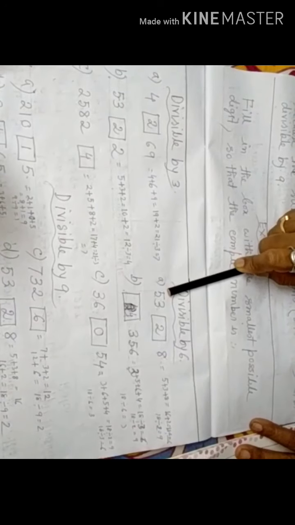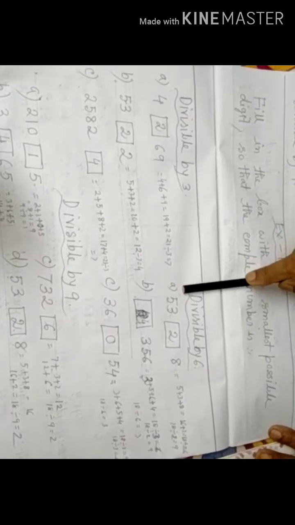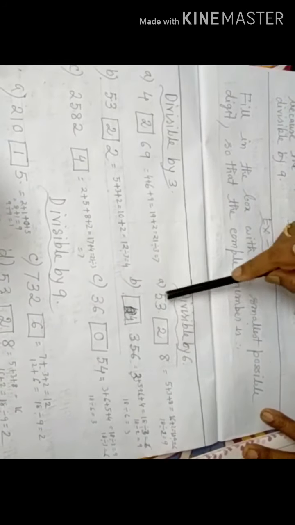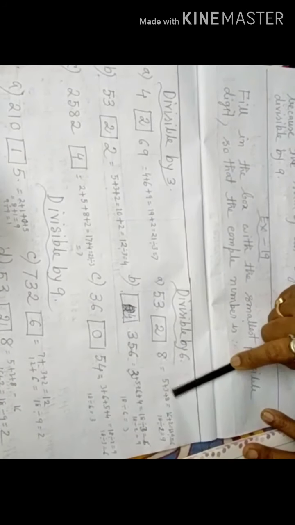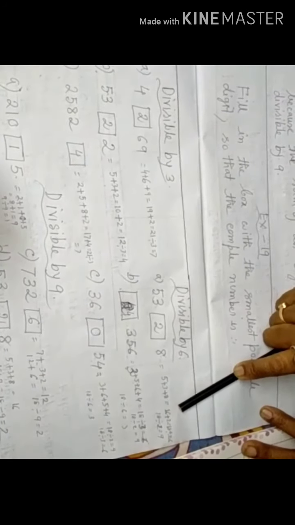Then divisible by 6. A: 5, 3, box, 8. Using the divisibility rules of 6: 5 plus 3 plus 8 is 16. 16 is not divisible by 3. So 16 plus 2 is 18. 18 divided by 3 is 6, and the number is even.